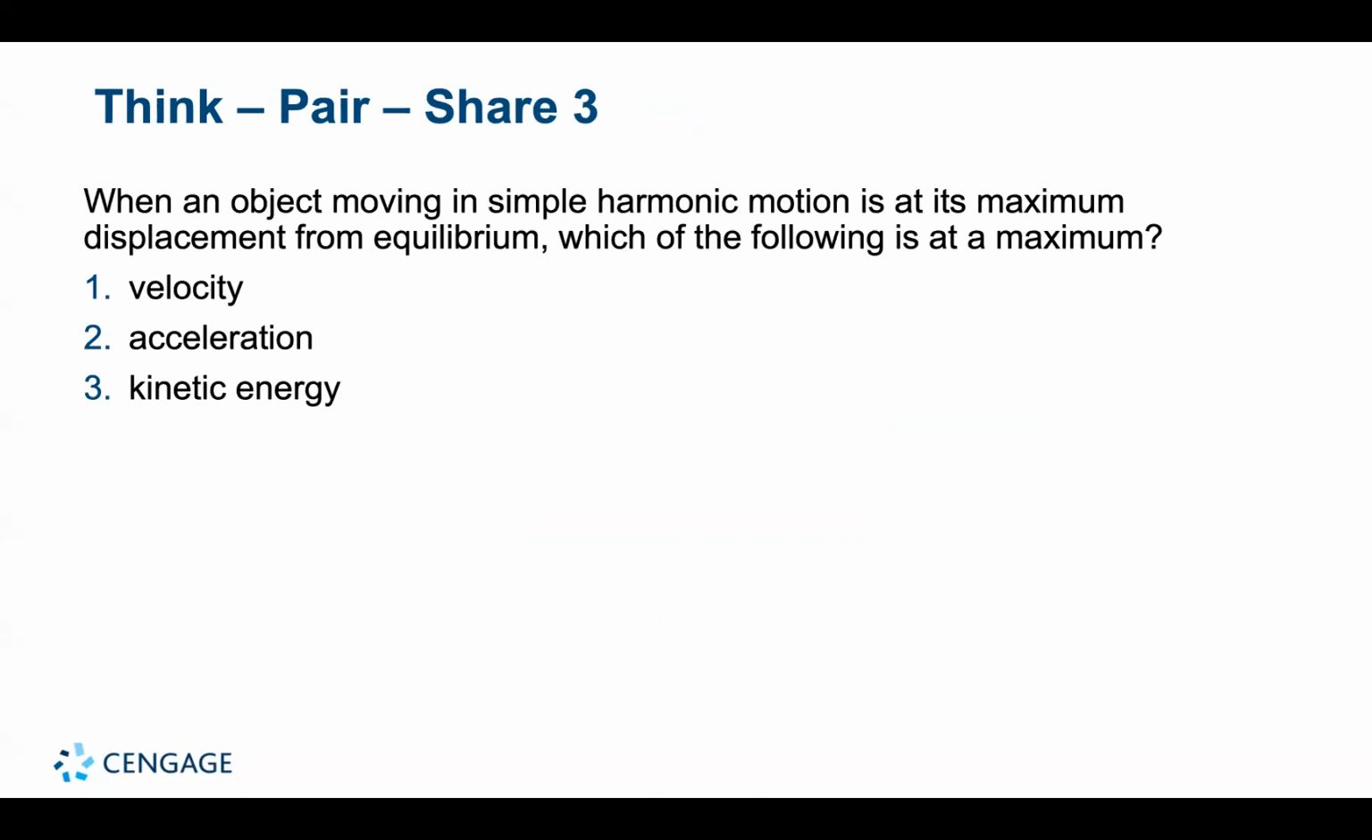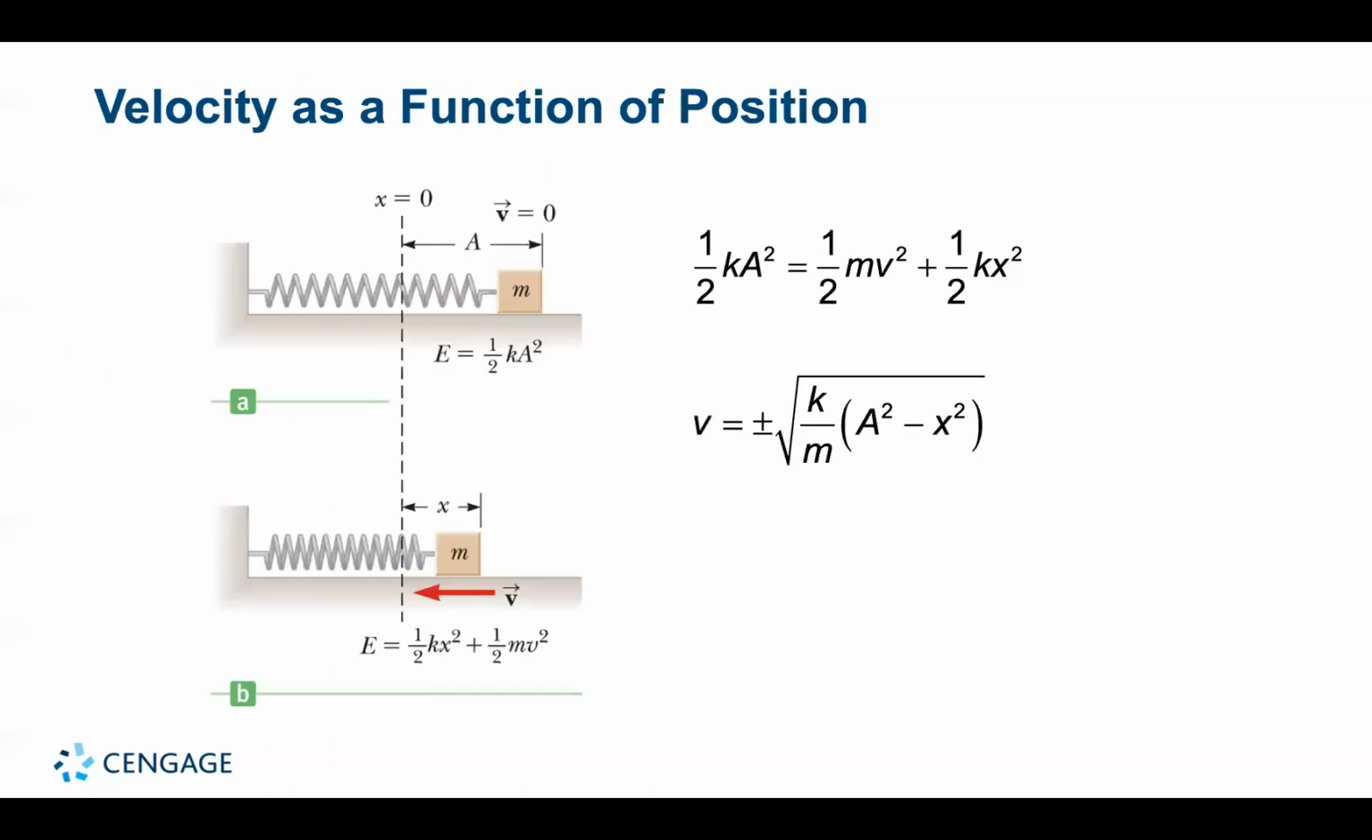So let's talk about velocity as a function of position. In figure A, we have an object attached to a spring on a frictionless surface, which is released from rest, and then the spring extends a distance A. Just before the object is released, the total energy in the elastic potential is 1/2 kA squared. And then in B, when the object reaches position x, it has kinetic energy of 1/2 mv squared, and the elastic potential energy has decreased to 1/2 kx squared.